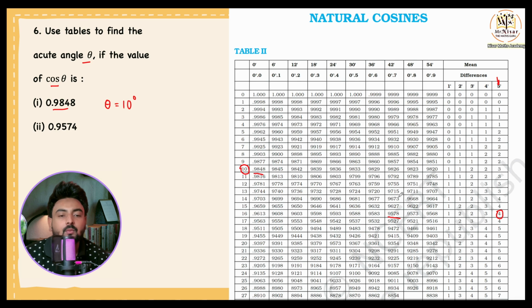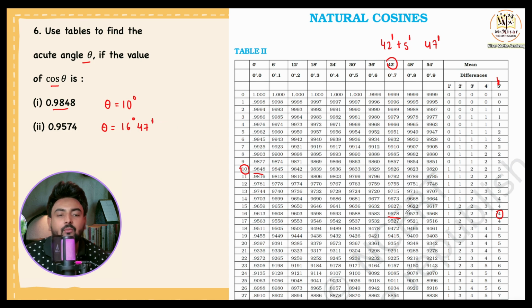So what I'll do, first of all we'll see here it is 42 minutes, and that is 9578, but what we want is 9574. So I'll just add that 5 in this, so it will be 47 minutes. Okay, so if I write the final answer for this one, theta is equal to 16 degrees and 47 minutes.